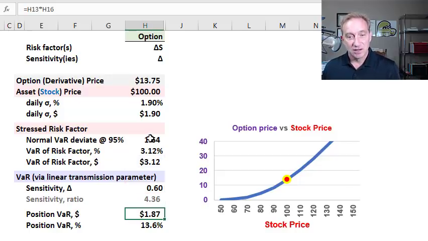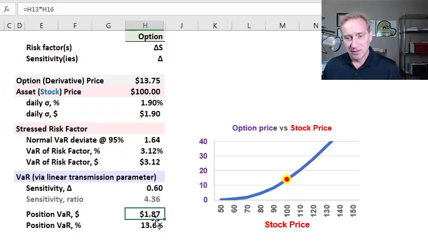In other words, assuming this stock price is normally distributed with a daily standard deviation of 1.9%, then because the worst expected loss on the stock price, or drop in the stock price, is $3.12, that implies via the delta transmission parameter that the worst expected loss with 95% confidence on our long call option is $1.87. Only on 5% of days do we expect to lose more than $1.87.